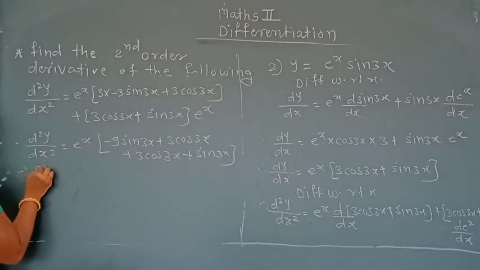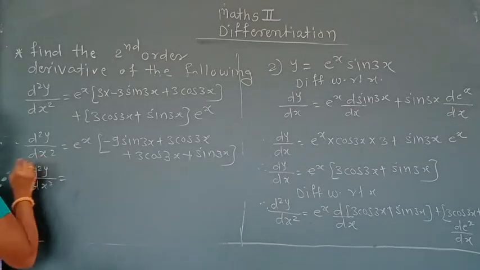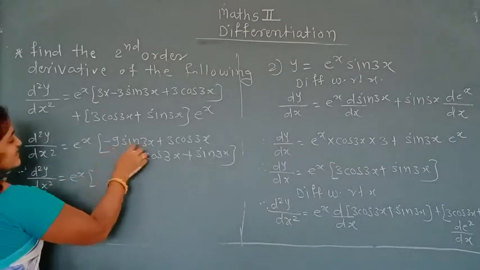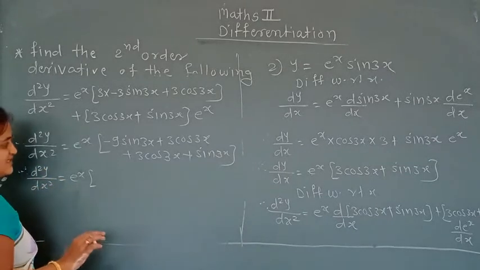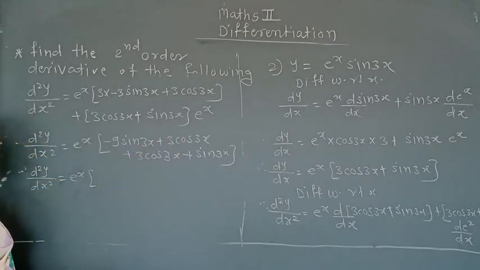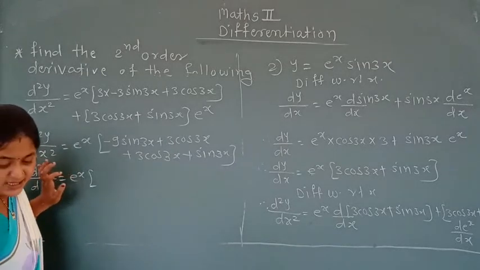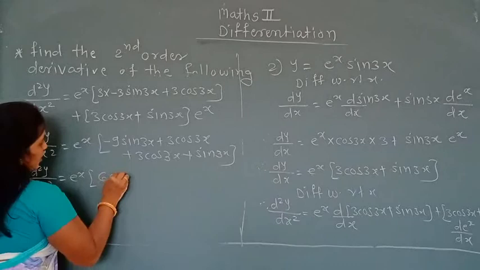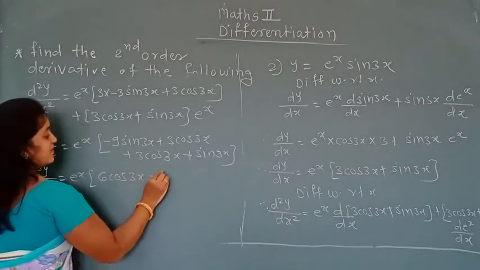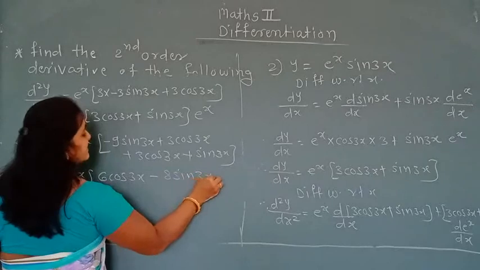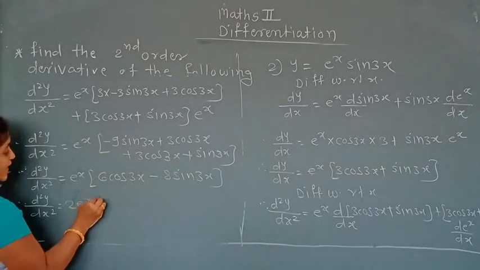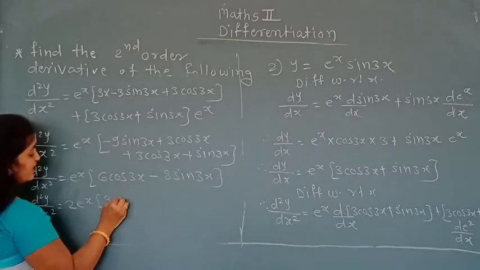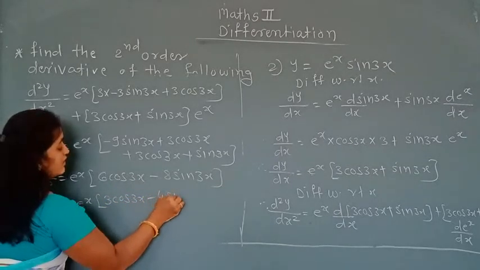So the double derivative of y with respect to x square is equal to e raised to x, minus 9 plus 3 sine 3x, which is a minus 8 sine 3x, and plus 3 cos 3x, which is 6 cos 3x. So we get here 6 cos 3x minus 8 sine 3x. In this term 2 is common, take it outside. So the double derivative of y with respect to x square is equal to 2 e raised to x multiply inside the bracket 3 cos 3x minus 4 sine 3x.